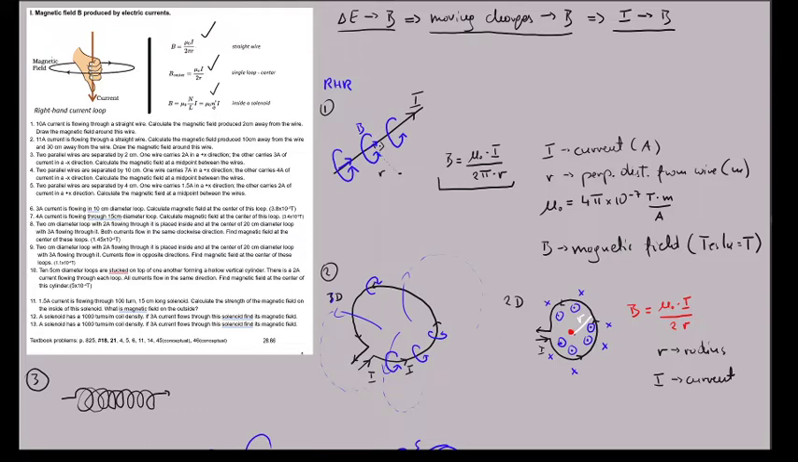N prime, by the way, there's a little n prime here. That n prime is just the number of loops over the length of the solenoid. That's all it is. It's sort of the density of the loops. Okay, so I'm going to clear up all of this stuff and I'll solve a few simple problems from this worksheet.